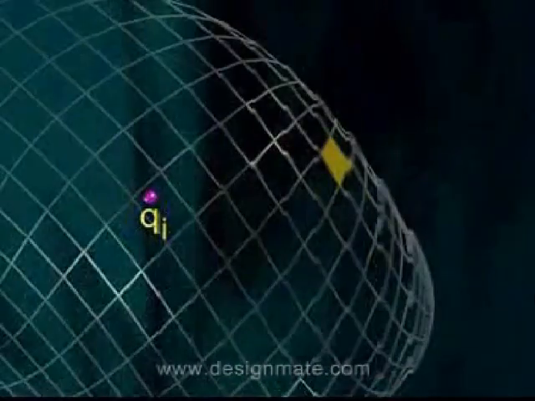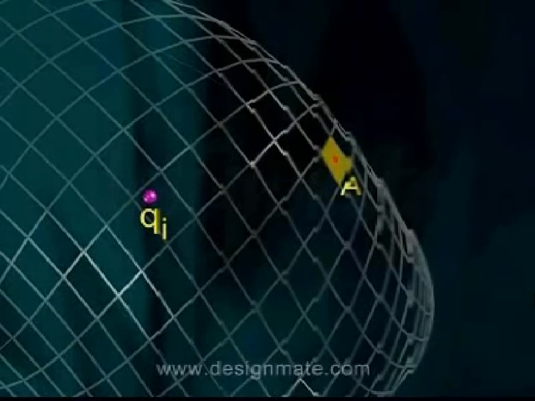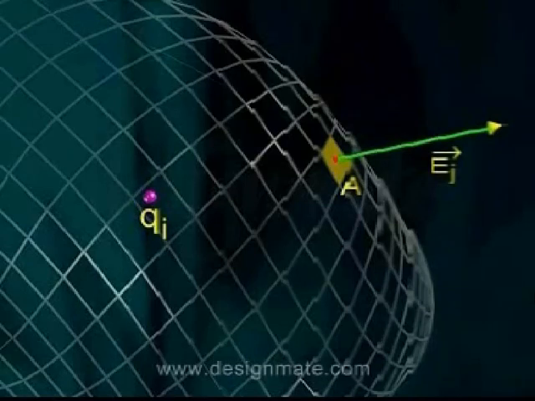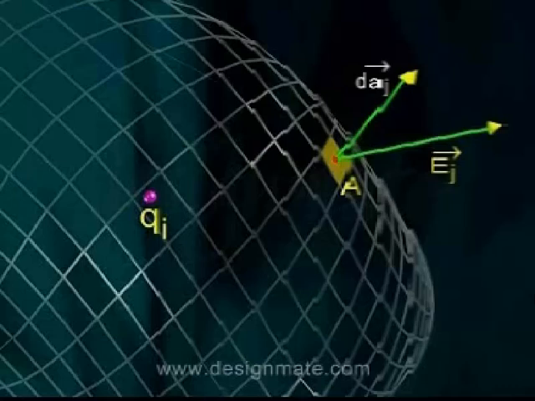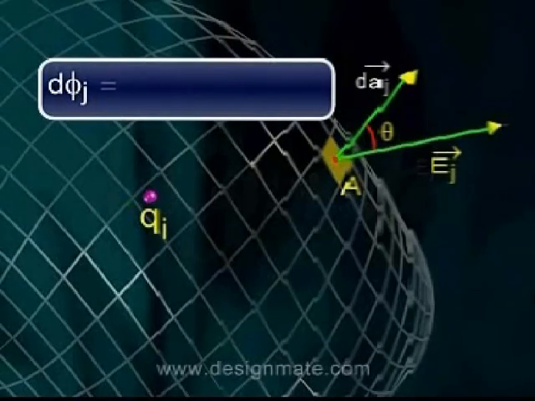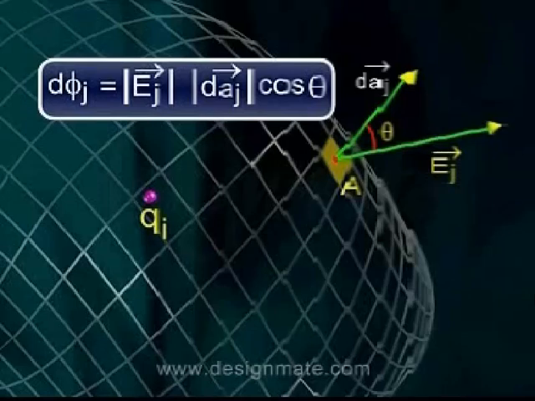Suppose the electric vector and the surface element are represented by vector Ej and vector dAj respectively at point A on the given surface. The flux passing through this surface is d phi j is equal to vector Ej dot d vector Aj is equal to modulus of Ej into modulus of d vector Aj into cos theta.